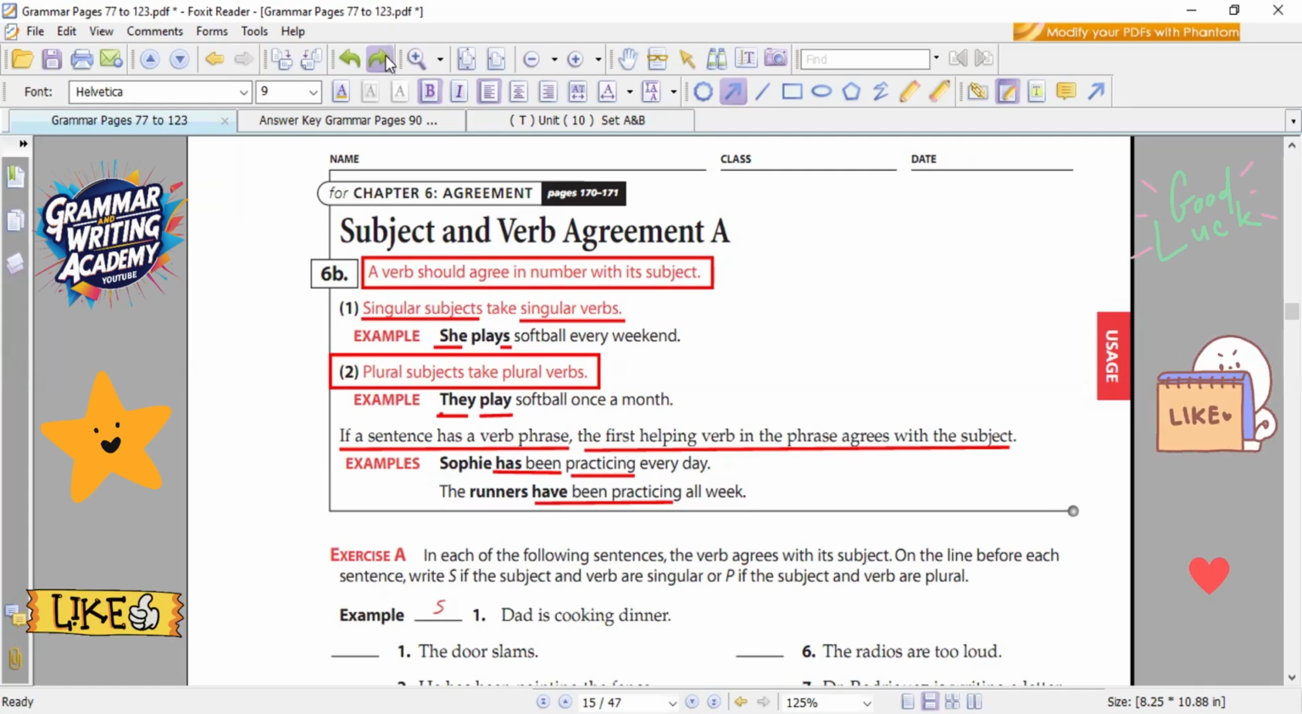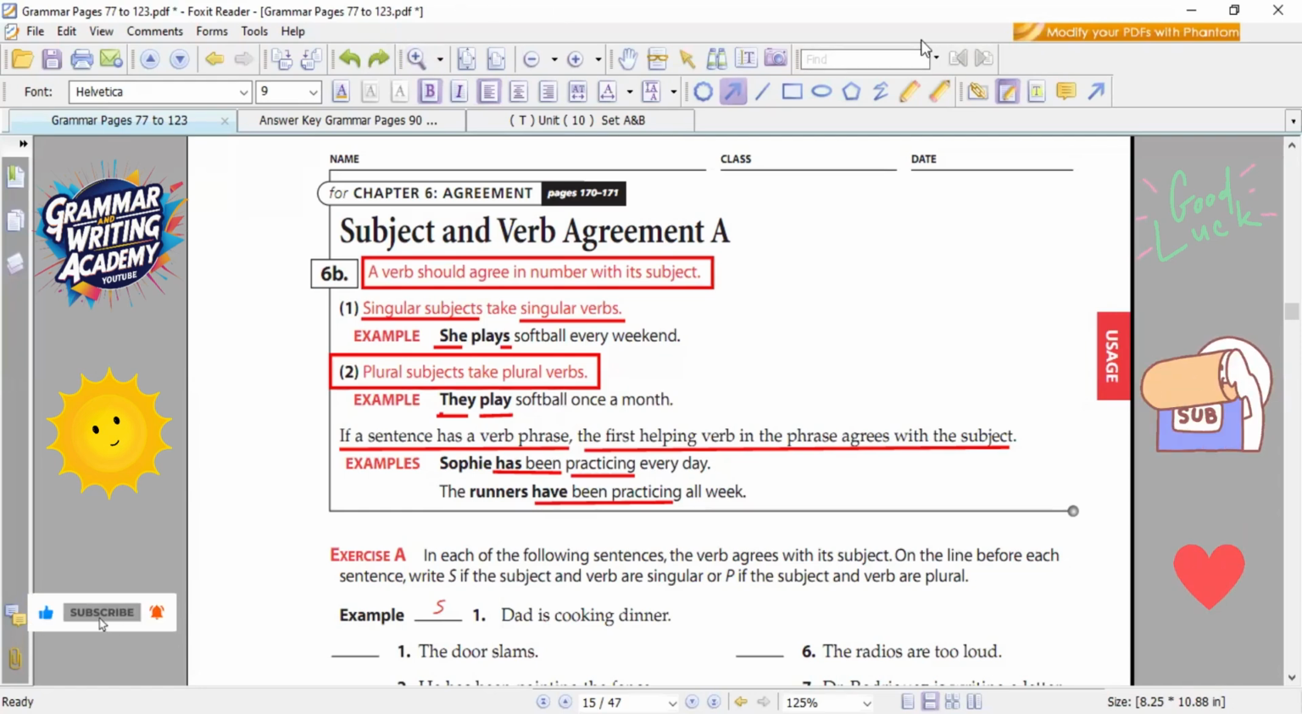The runners have been practicing all week. Okay, thank you so much here. In this sentence, by the way, I have runners, which is going to be a plural subject, followed by a verb phrase, have been practicing. Practicing here is the main verb, as we mentioned, but runners here has to follow what? Has to follow the helping verb have. That's perfect.